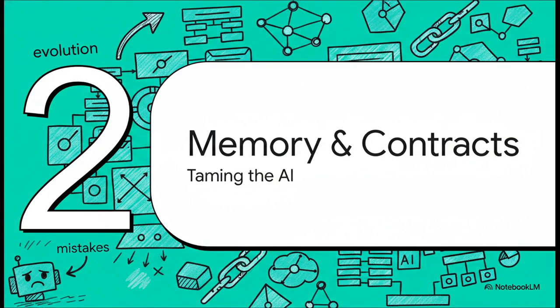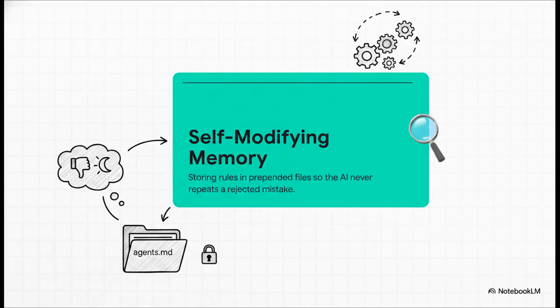Section 2, Memory and Prompt Contracts, Taming the AI. How do we actually control these things? The answer is self-modifying memory. This is a total game changer. By setting up a simple hidden markdown file, like an agents.md, you can have the agent automatically write down rules based on your feedback. So, say you reject a dark mode design once, and you tell the AI you hate it, the agent updates its own memory file. In every single future session, that rule is automatically prepended to your prompt. The AI literally learns your preferences session to session and never makes that exact same mistake again.